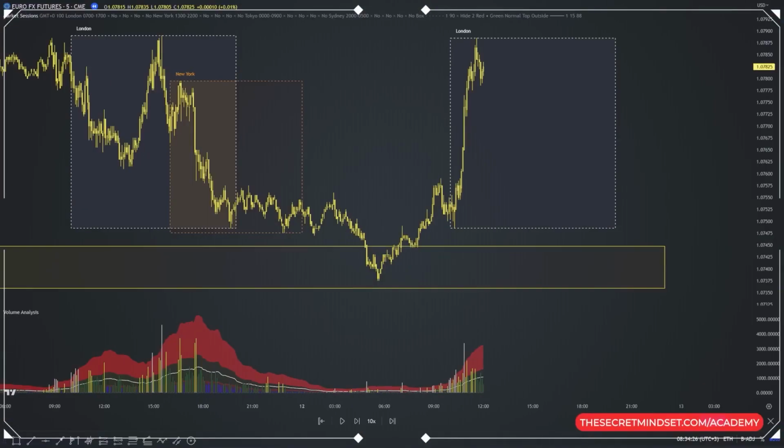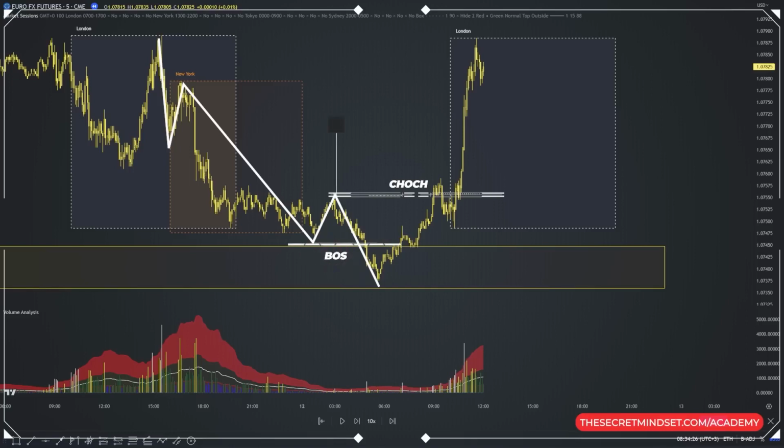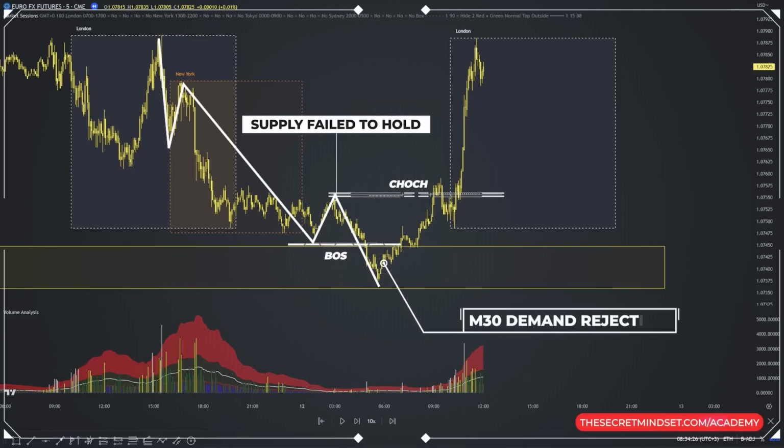We move to a lower time frame to find the change of character. In this case, we can observe a shift in market behavior from bearish to bullish on the 5-minute time frame. Initially, there was a bearish structure, but this changed when the last point of supply failed. And of course, this choch came as a reaction from our higher time frame demand zone.